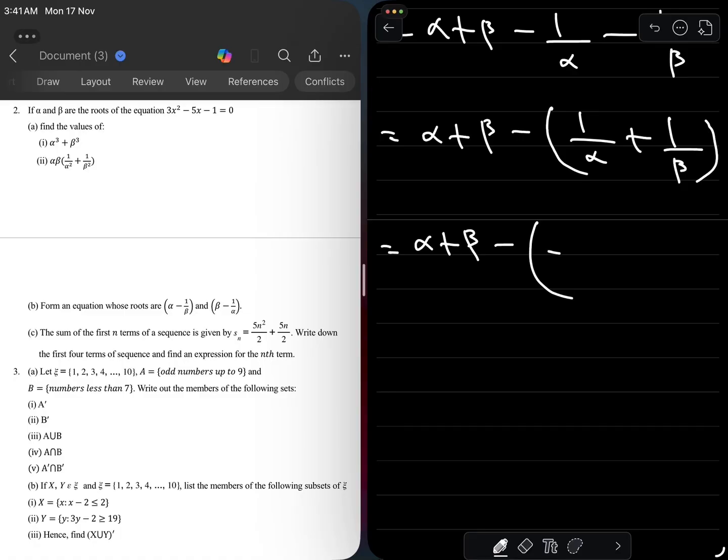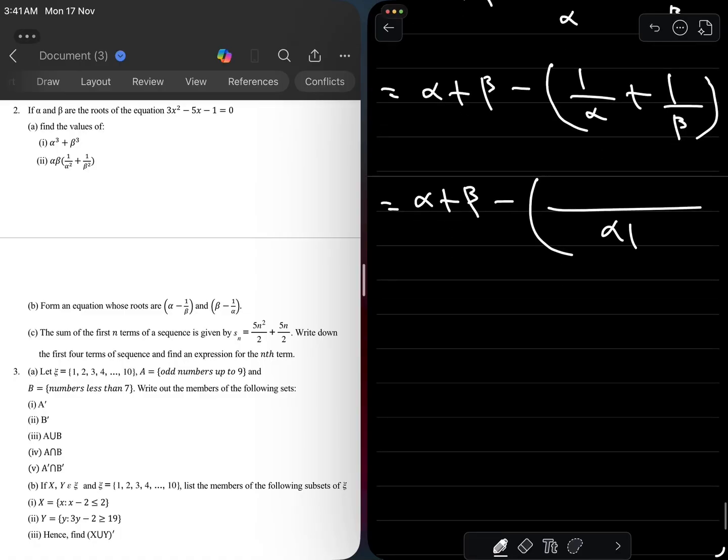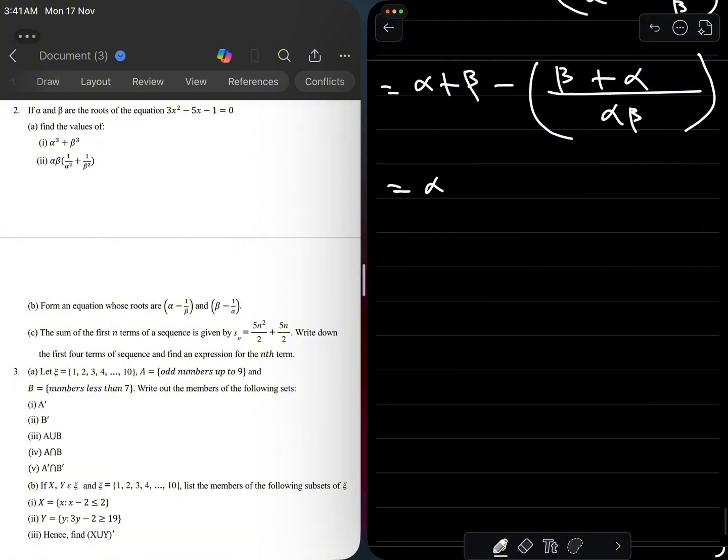That means alpha plus beta minus into bracket, let's add these two fractions. The LCM is alpha beta. Alpha beta divided by alpha, that's beta. Beta times 1 is beta. Plus alpha beta divided by beta is alpha. Alpha times 1 is alpha. And that simply means alpha plus beta minus into bracket beta plus alpha, which is the same as alpha plus beta over alpha beta.